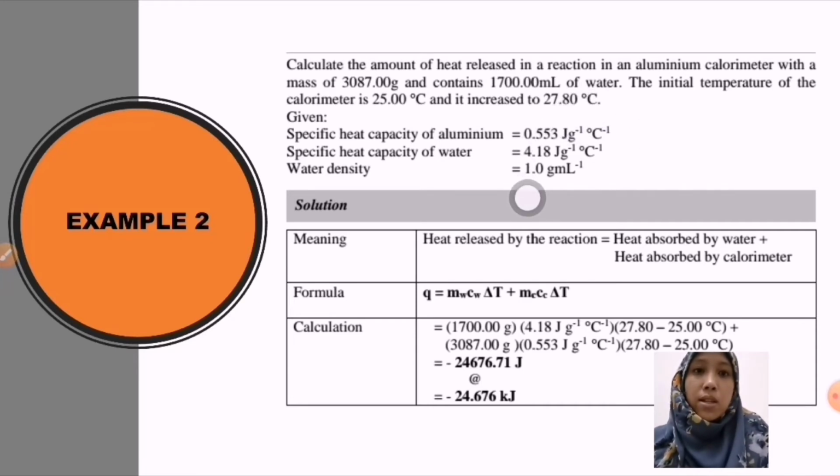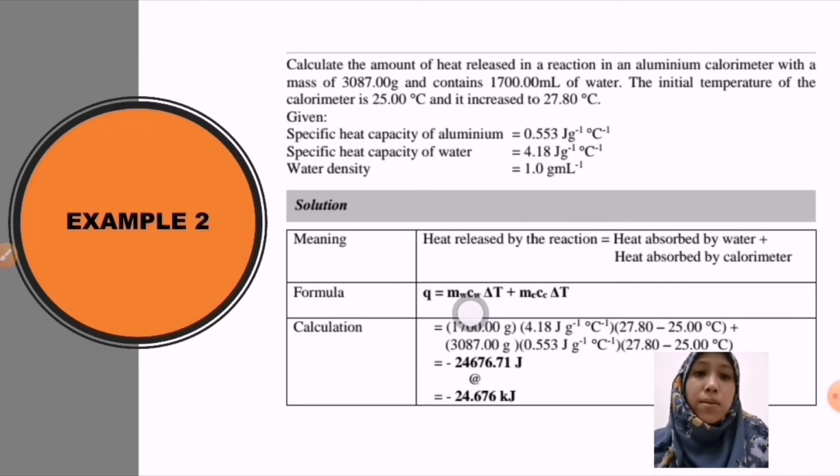So kat sini kita ada senarai maklumat: specific heat capacity of aluminium, specific heat capacity of water given, water density is 1 gram per mil. So from this reaction kita tengok tindak balas yang berlaku dalam calorimeter ni, tapi tindak balas ni akan membebaskan heat, and the heat is absorbed by water and also the calorimeter. Selalunya bila melibatkan calorimeter, mass tu kita tak ambil kira, tapi bila mass tu diberi kita kena gunalah.